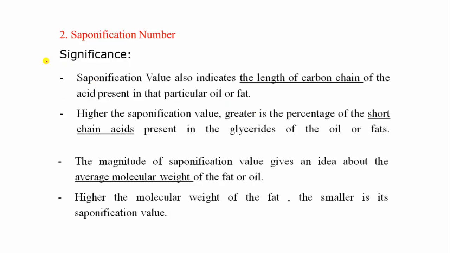What is the significance of saponification number? Saponification value also indicates the length of the carbon chain of the acids present in that particular oil or fat. The higher the saponification value, the greater is the percentage of short chain acids present in the glycerides. The magnitude of the saponification value gives an idea about the average molecular weight of the fat or oils. The higher the molecular weight of the fat, the smaller is its saponification value.